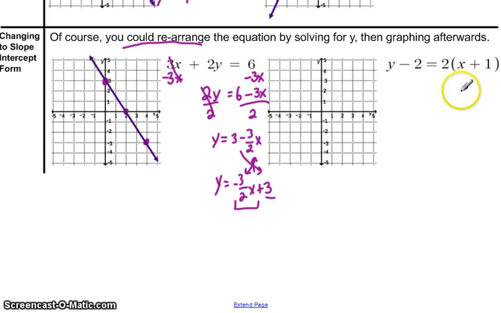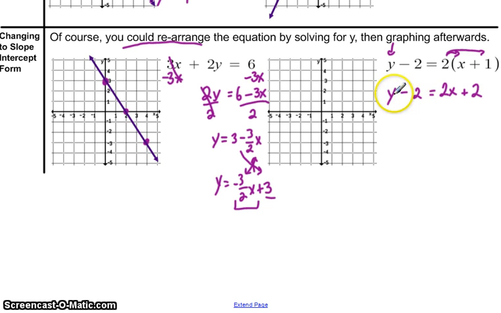Let's try and do the same thing on the second equation, and this time I'm going to do it with you. Remember, our objective is to solve for y, to get y equals mx plus b here. So what do we need to do? Well, just pretend this is any regular equation. We're going to start by distributing 2 into this expression. So 2 times x is 2x. 2 times 1 is 2. And I'll bring down the other side of the equation.